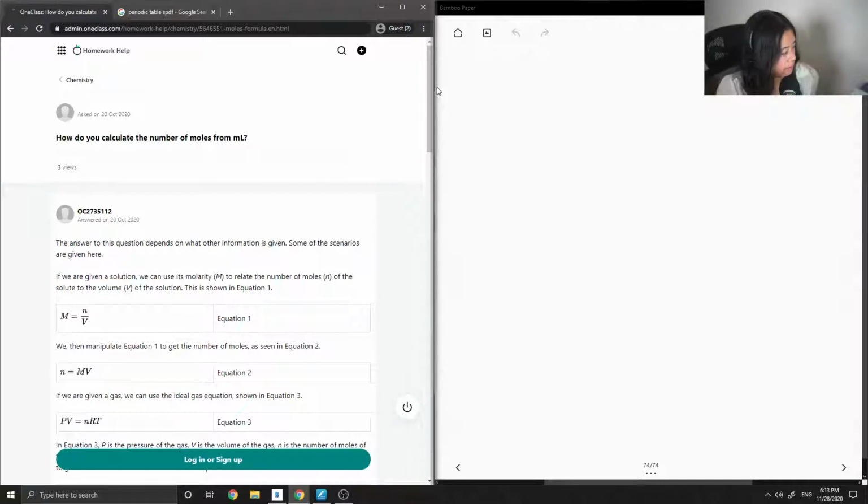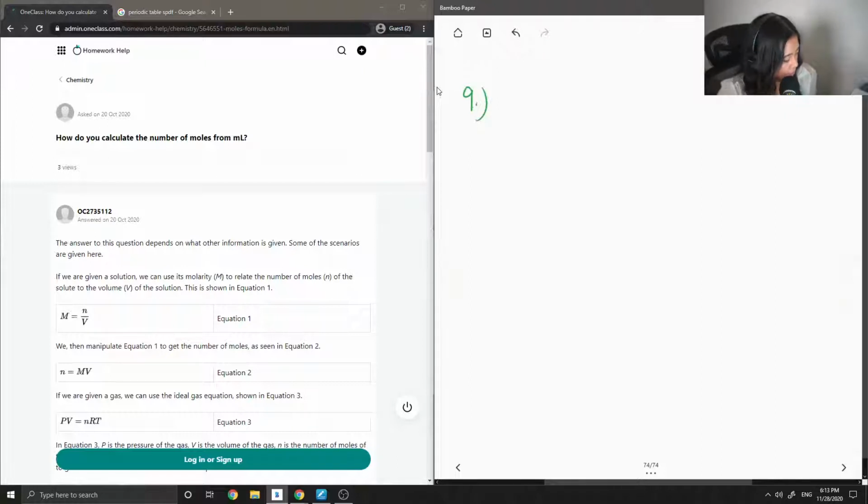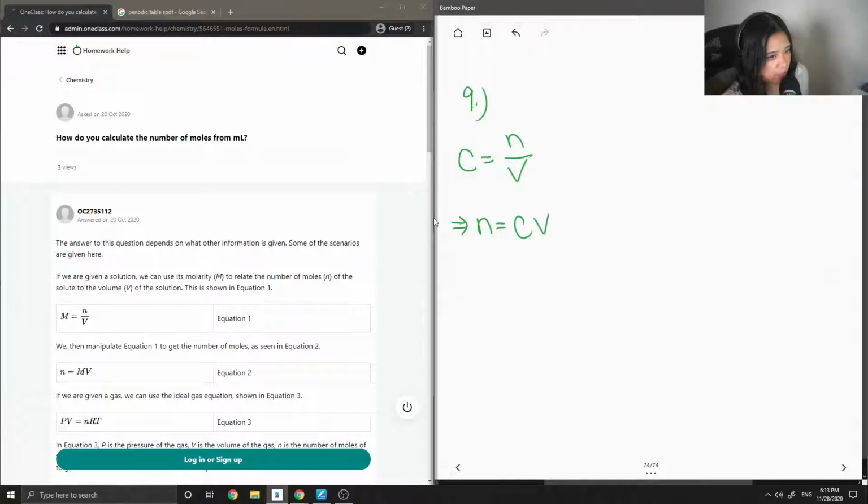So question 9: how do you calculate number of moles from milliliters? The easiest way to do that is by using the concentration formula, where concentration is equal to number of moles over volume. So if we know the concentration and the volume, we just multiply those two values together to get the number of moles. This is for solutions.